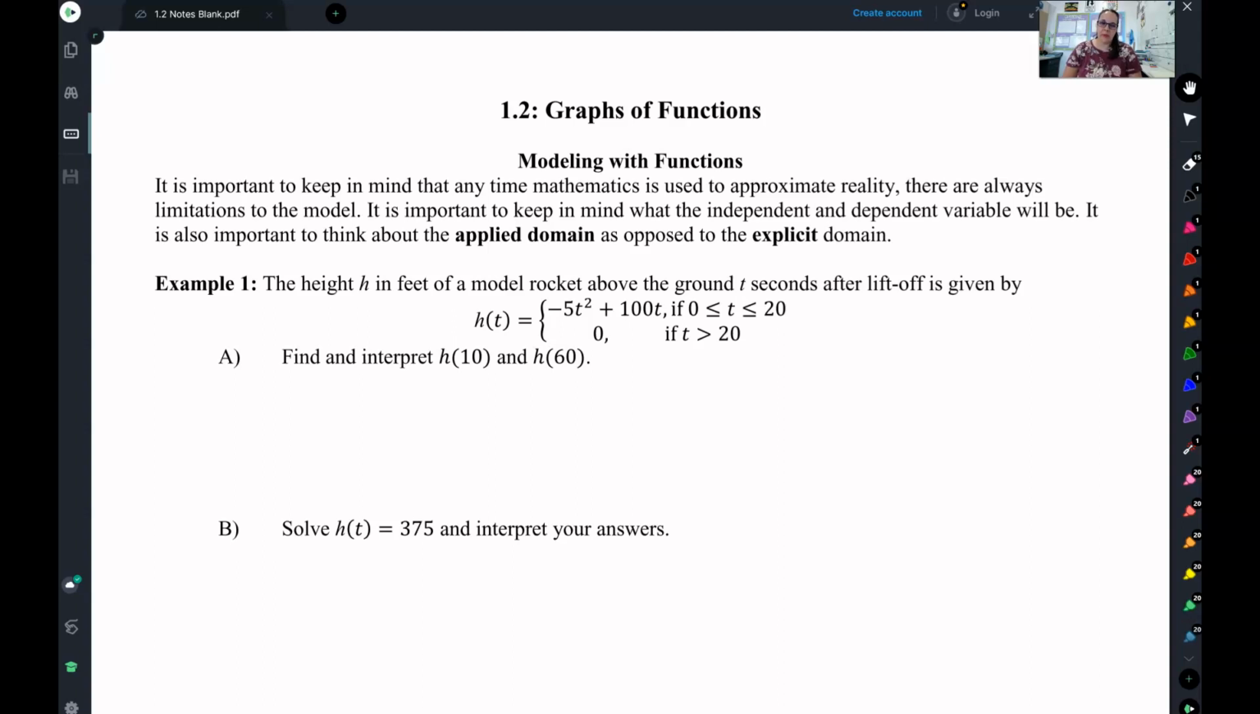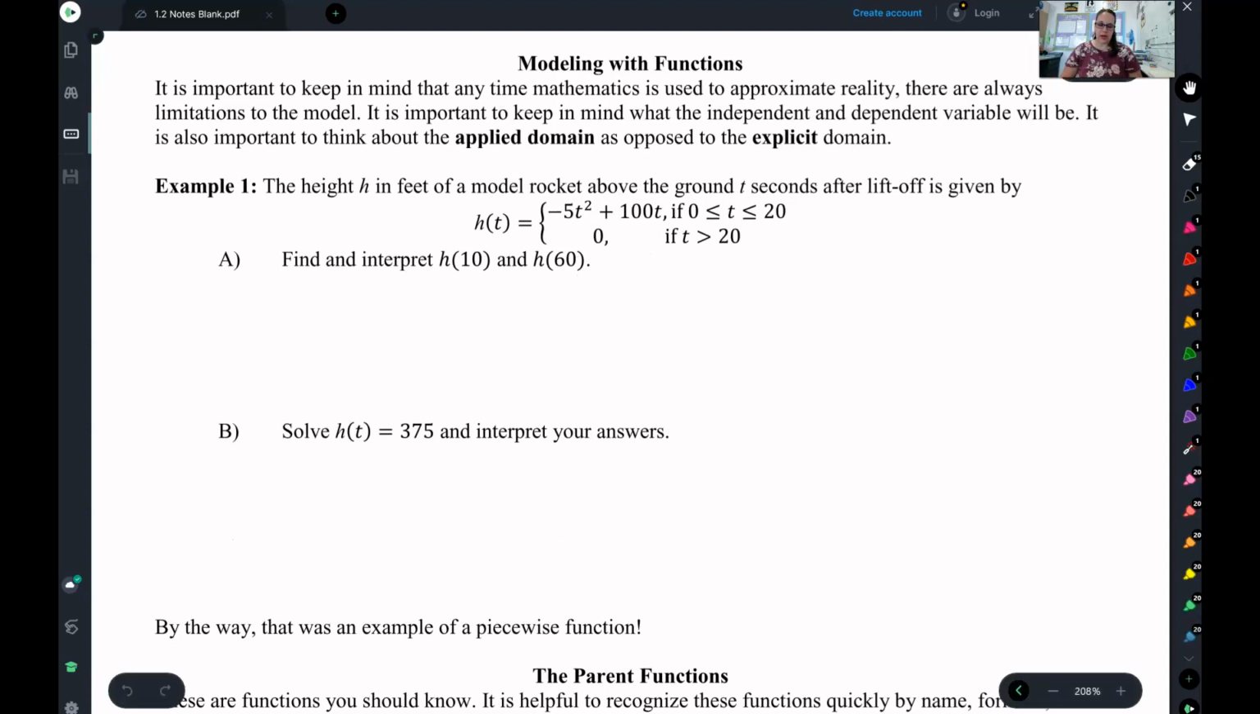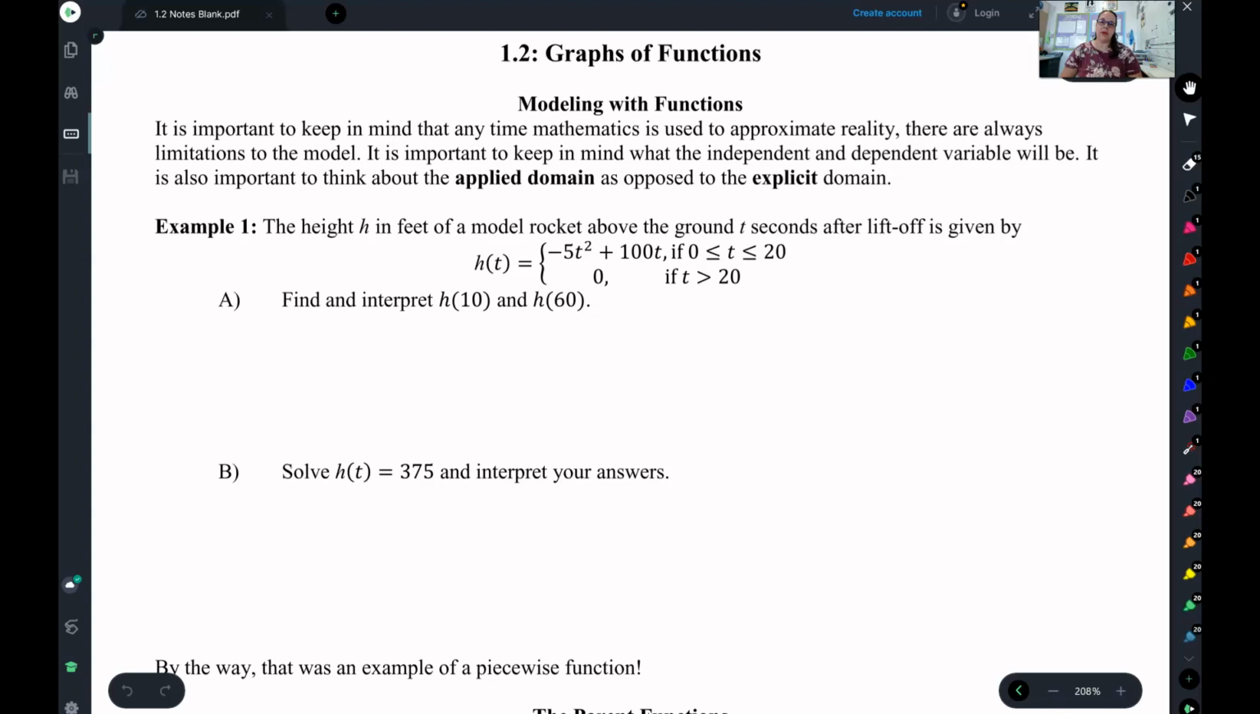Welcome to lesson 1.2. In this lesson, we're going to cover a lot of basics. So there's a lot in here, but we'll just go one at a time and we'll be great. So we're going to start by going over a little bit more with functions like we talked about in 1.1, but this time we're going to be interpreting these functions.